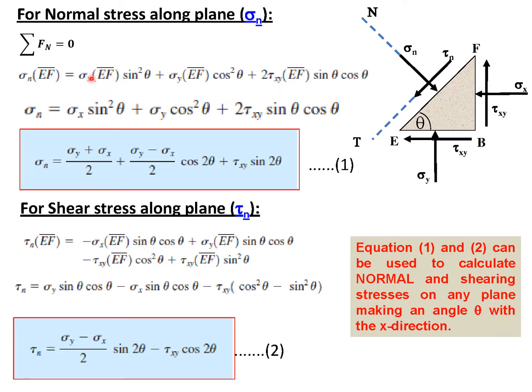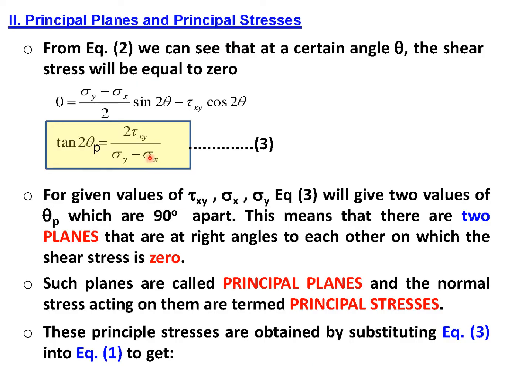So analytically we can determine sigma n and the shear stress on that inclined plane by using these equations, equation 1 and equation 2. Here you would find the principal planes and the principal stresses concept, and this is equation number 3, which will give you theta p, the angle of the principal plane.